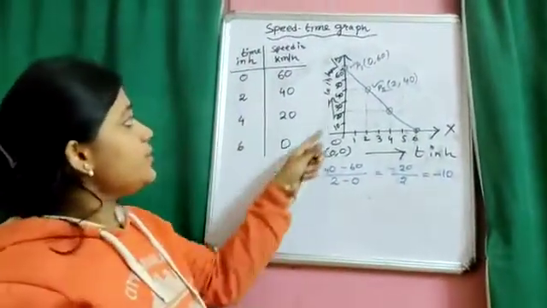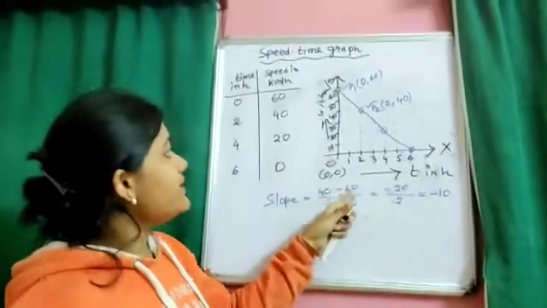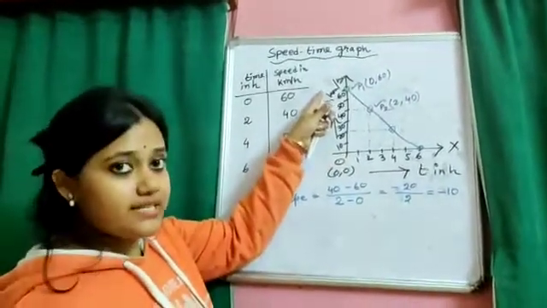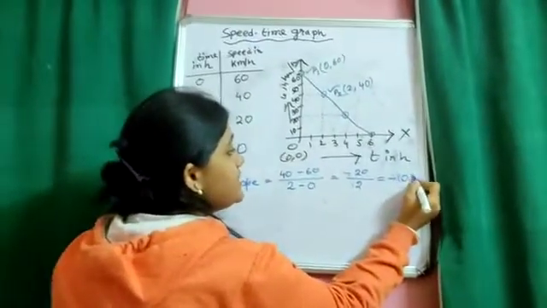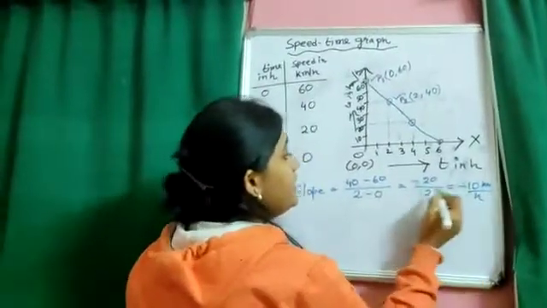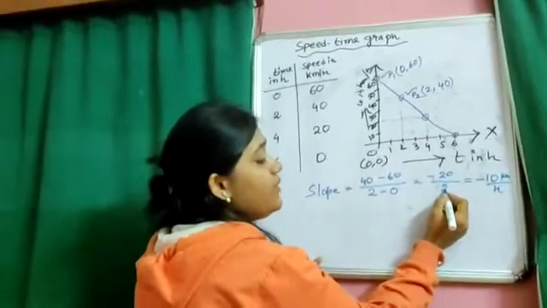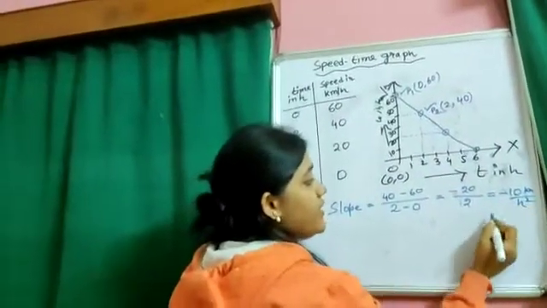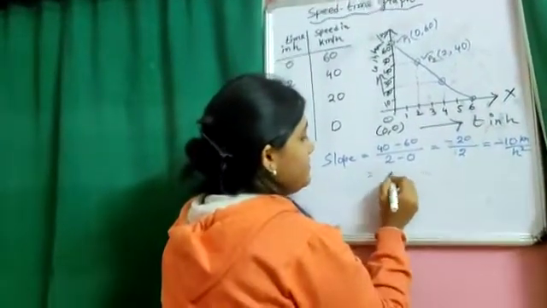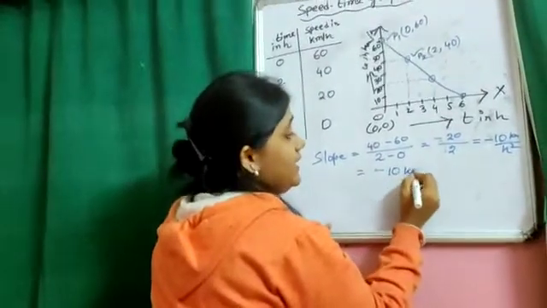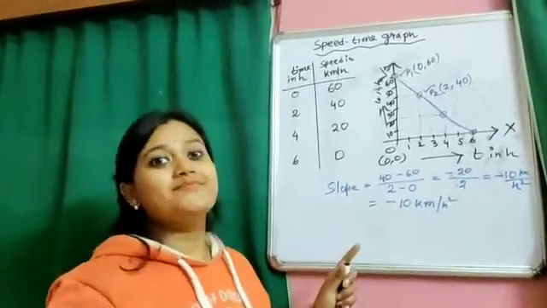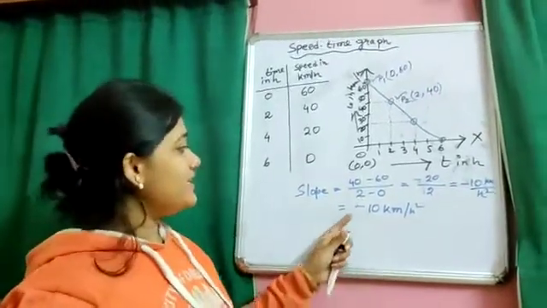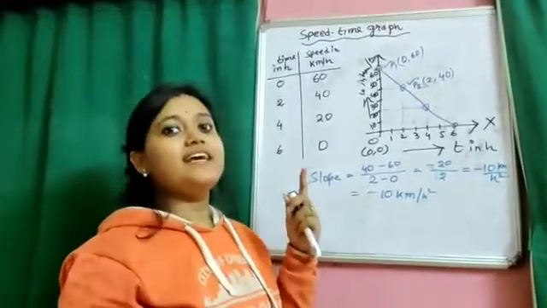And what will be the unit? This one is in velocity. Velocity's unit is kilometer per hour and divided by hour is already there. So hour square. So this one is minus 10 kilometer per hour square. Can you remember something? Here the negative sign.